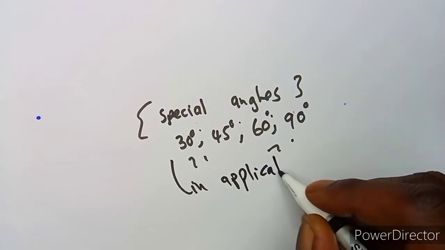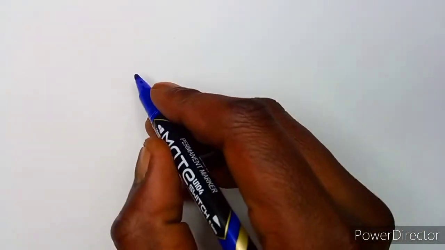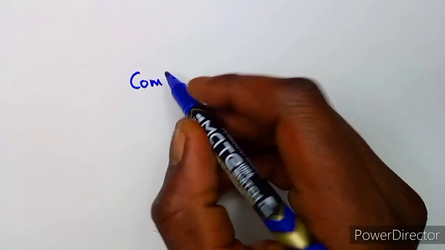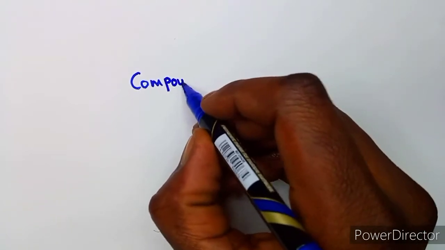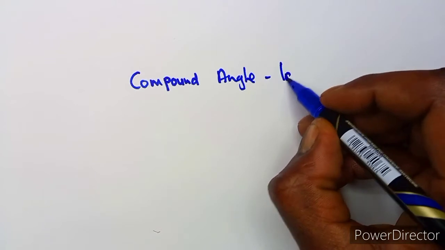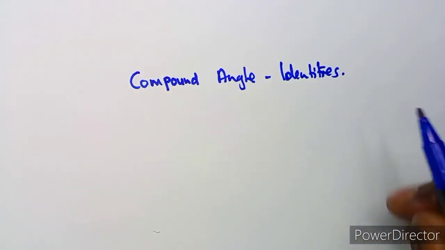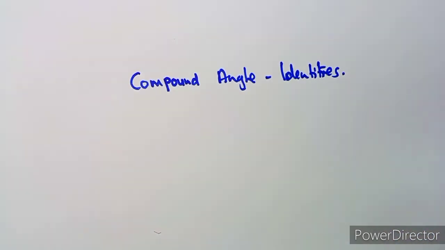So we want to see how we are going to apply these special angles, especially with this special type of identity which you'll be given in your formula sheet, which is the compound angle identities. I'm going to work with the compound angle identities much in this class. All right, so what do we have on this type of identity?